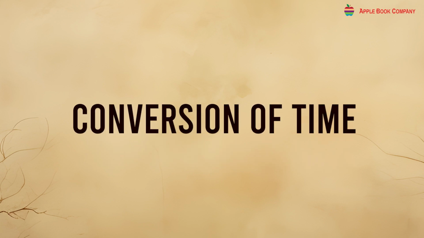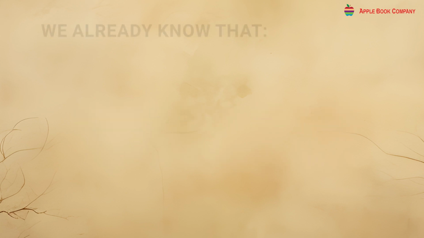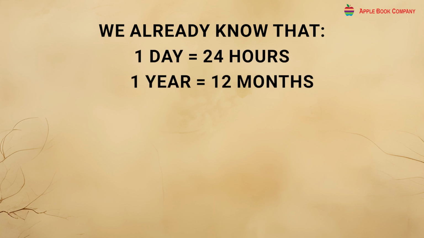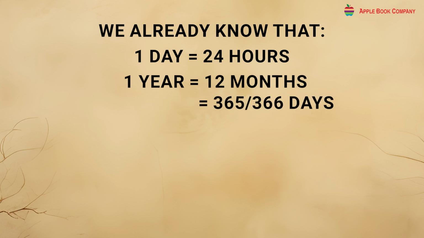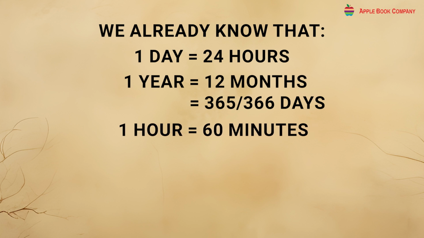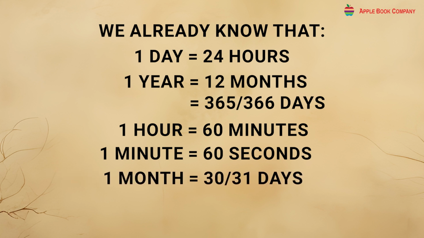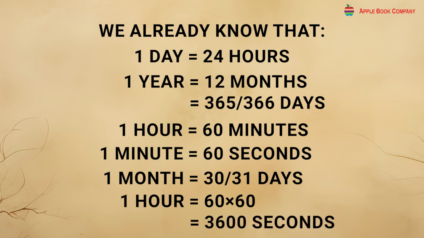Now let's learn conversion of time. We already know that 1 day is equal to 24 hours. 1 year is equal to 12 months, which could have 365 or 366 days. 1 hour is equal to 60 minutes. 1 minute is equal to 60 seconds. 1 month could have 30 or 31 days. So 1 hour is equal to 60 into 60, which is equal to 3600 seconds.